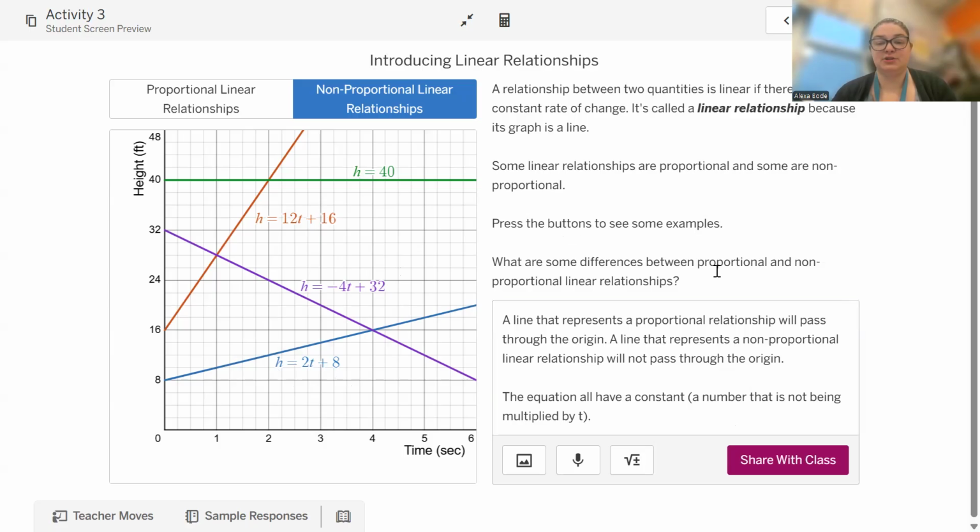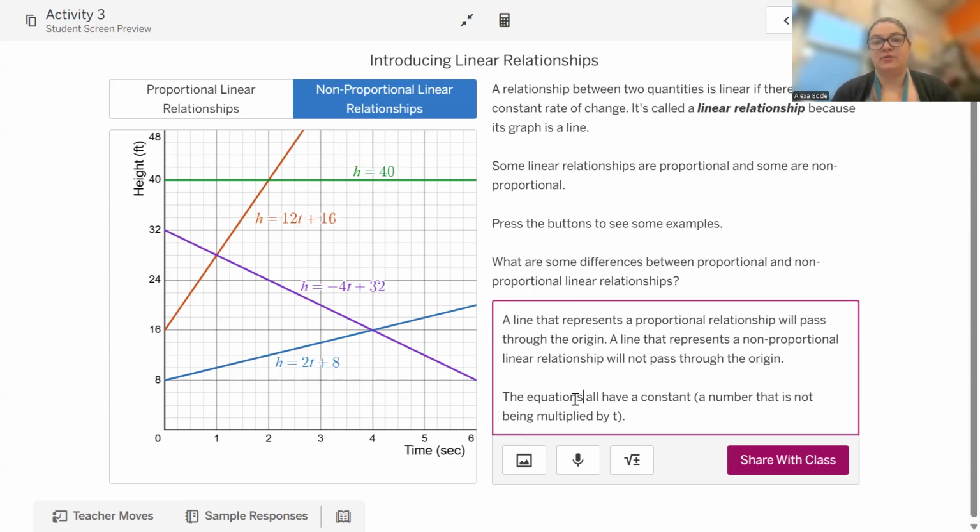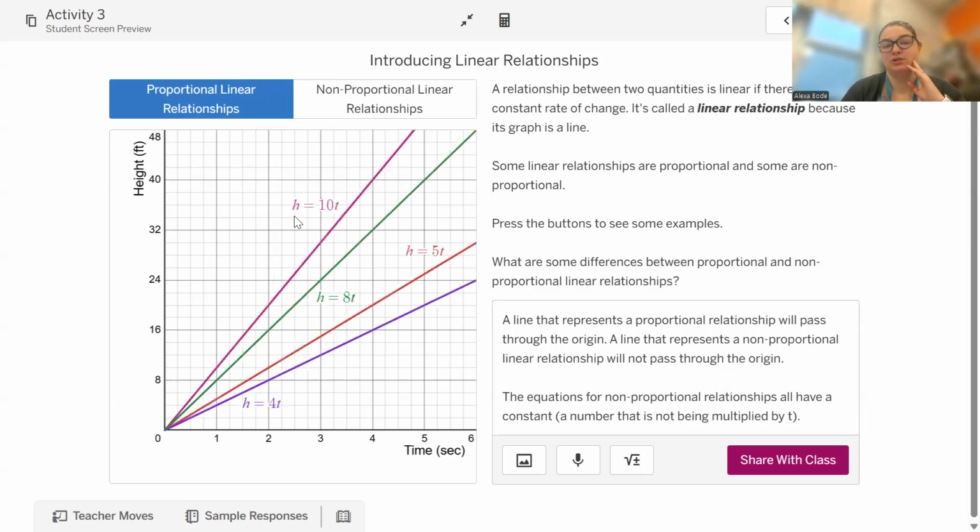So things similar to this. Well, my answer down here actually isn't fully correct. The equations for non-proportional relationships all have a constant, where the proportional relationships don't. They're all just h equals the slope times t.